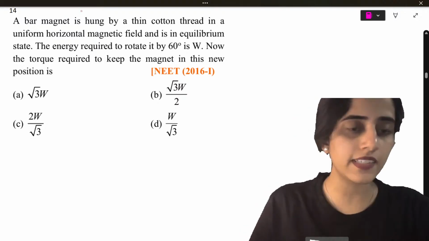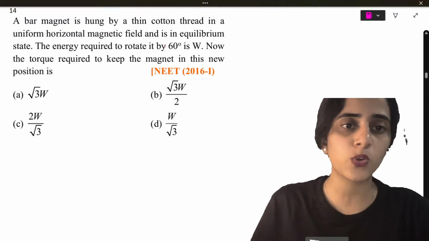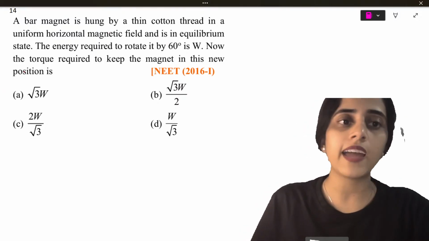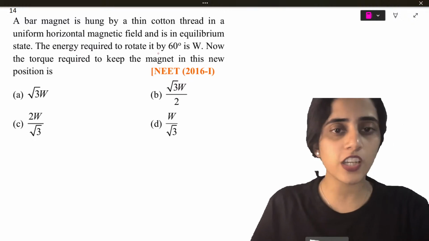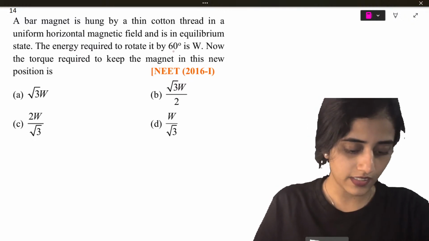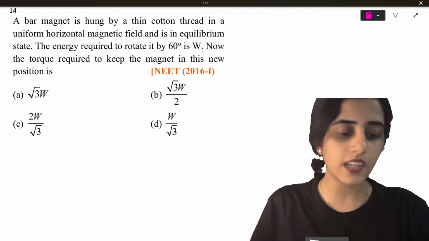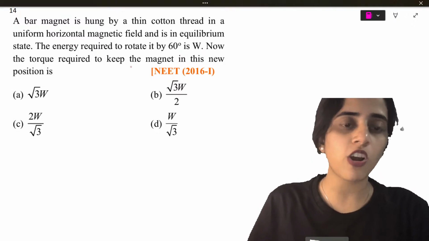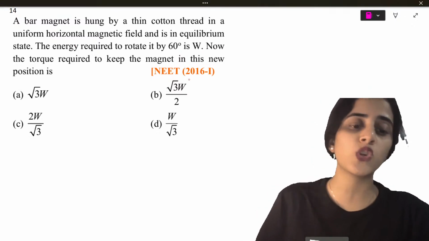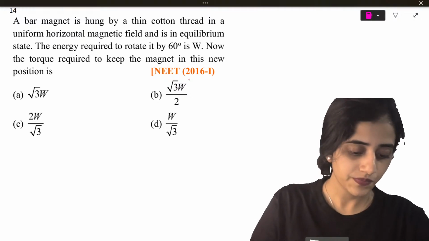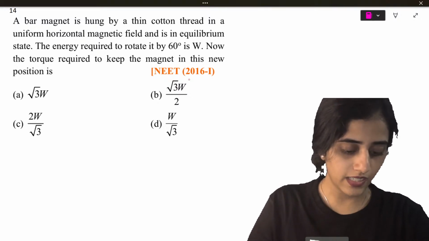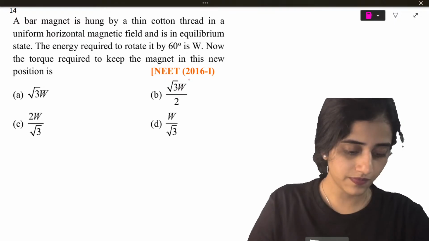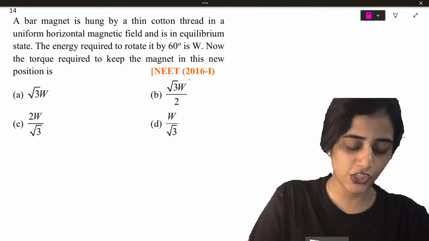A bar magnet is hung by a thin cotton thread in a uniform horizontal magnetic field and is in equilibrium state. The energy required to rotate it by 60 degree is W. Now the torque required to keep the magnet in this new position is how much?